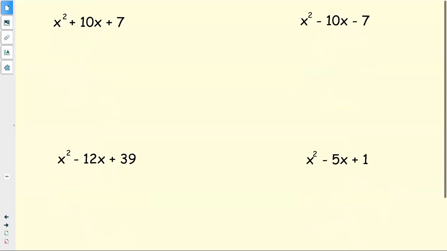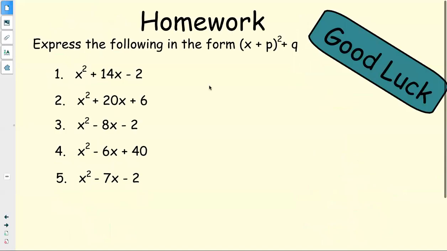Okay, next slide. Okay guys, this is your homework. Good luck. Now I said in this form here, but sometimes it might be a subtract in the bracket, sometimes it might be a subtract at the end. So just bear that in mind.